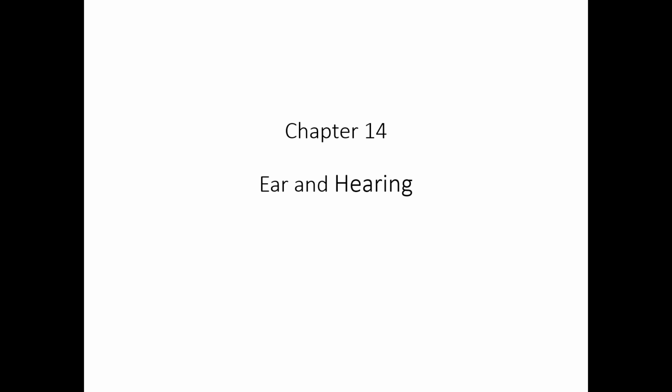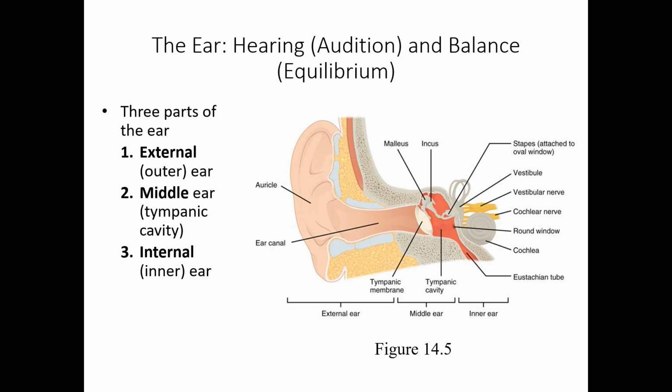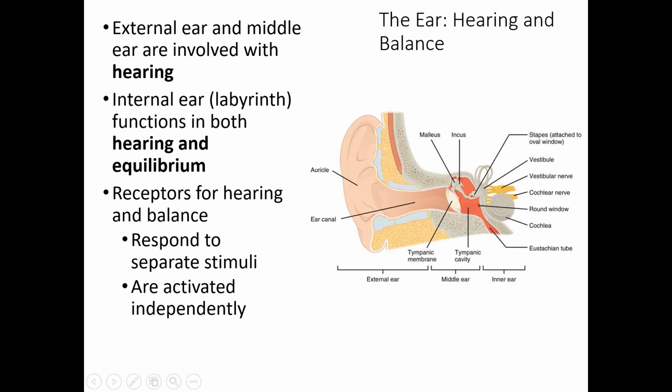Chapter 14: Ear and Hearing. Our ear is an organ of hearing or audition and balance, equilibrium. There are three parts to the ear: external ear, middle ear, right behind the tympanic membrane or eardrum, and the last part is inner or internal ear. So, the ear is responsible for hearing and balance, both of them.